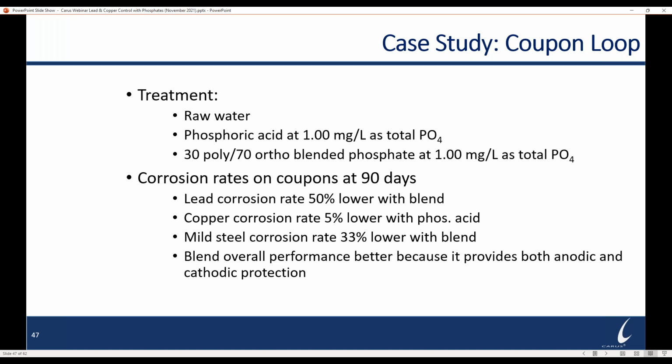If you look at all 3 of the coupons, the blend was slightly better in this situation because it had a much lower lead corrosion rate. It also had a mild steel corrosion rate that was lower. Copper was a little higher. So if that would have been your main focus, you probably would have picked the orthophosphate for the copper corrosion. One of the reasons for this, we think, is the blend had a little bit better protection because you had both anodic film formation and some cathodic protection from the polyphosphate portion.